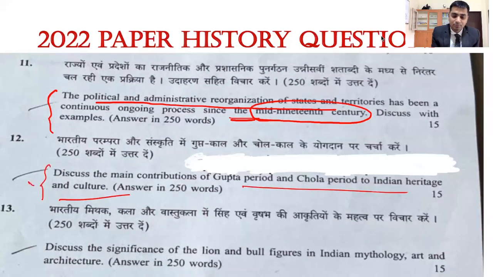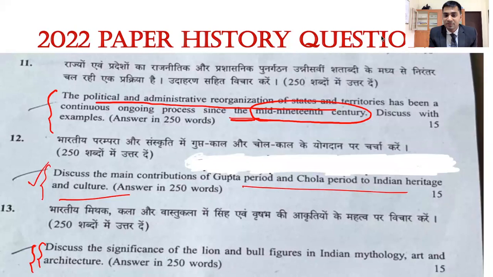Very simple question. Many of us who study for prelims know Gupta architecture and Chola architecture; these are very important. Very simple question again from the art and architecture component. Now this is something a bit difficult.